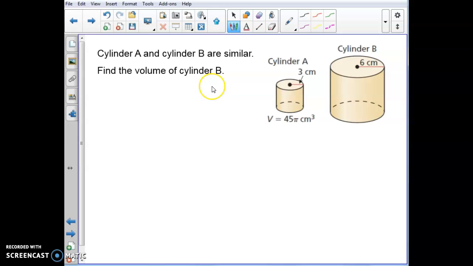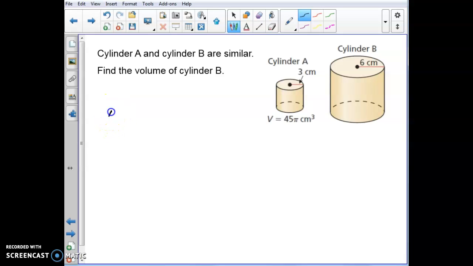So how are we going to find the volume of cylinder B? Well, if you were given the corresponding height, then we could just find the volume of cylinder B by using the formula. But in this case, we're given the radius of cylinder A and its volume. You can approach this in two ways. Find the actual height here, and then maybe use ratio and proportion to figure out the height of cylinder B. Well, let's see.